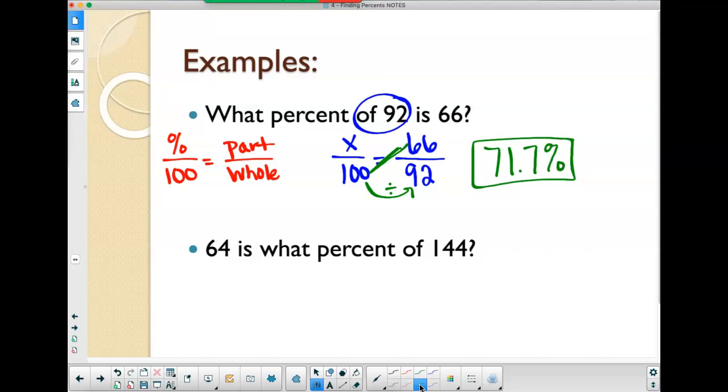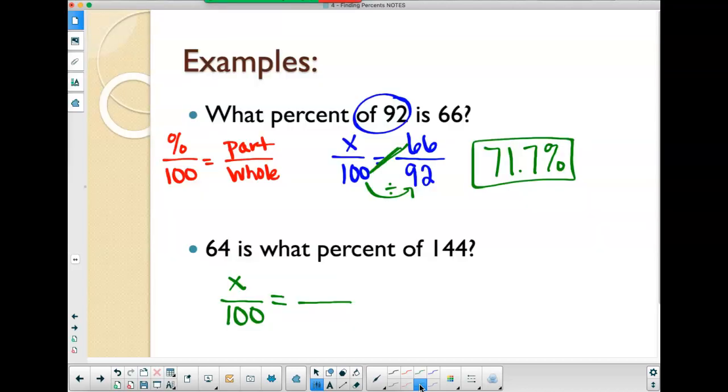Okay. The next one is just a little different way to write it. Okay, things are just in a different order. It says 64 is what percent of 144? I've actually done this problem already. But I want you to see it written in a different way. Okay, are you guys okay if I stick with the proportion? Can I keep doing it that way? Okay. I don't know the percent. There's no percent sign, so I'm going to put X over 100. The percent always goes over 100 because it's out of 100.